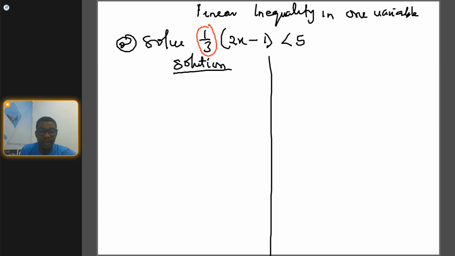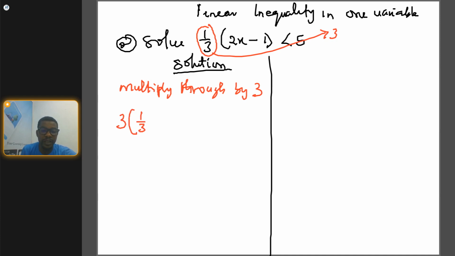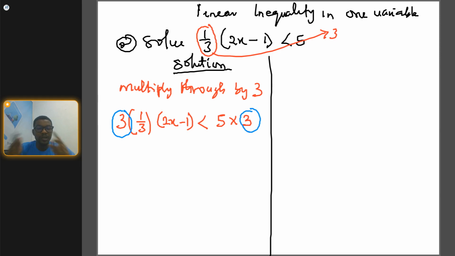What is the denominator of that fraction? The denominator is 3. So you multiply through by 3. So you have 3 times 1/3(2x - 1) < 5 times 3. Now what I've done is that I multiplied that side by 3 because 3 is the denominator of the fraction. I also multiplied this side by the 3. So both sides were multiplied by 3. That will enable us to eliminate the fraction in that question.